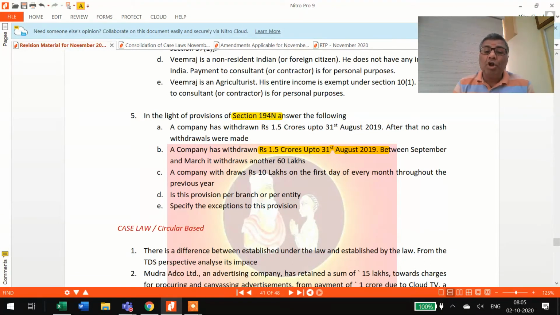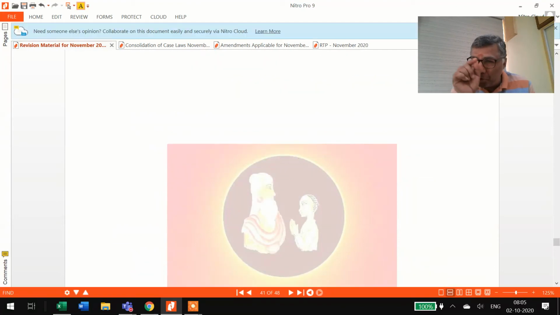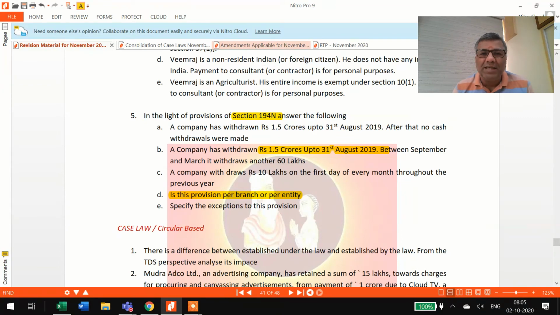Company withdraws 10 lakh every first day of every month throughout the previous year. Up to 10 months, up to January, no tax deduction. February and March, tax deduction. Is this provision per branch or per entity? This is the crucial question which you need to answer.